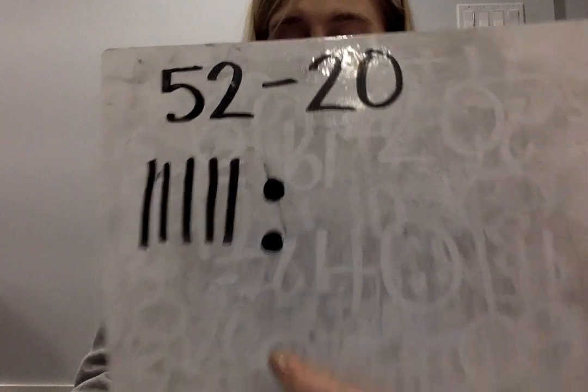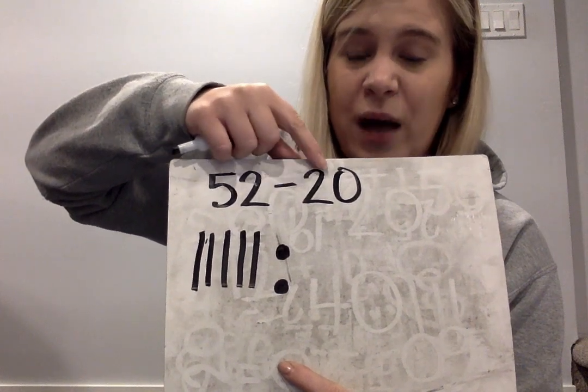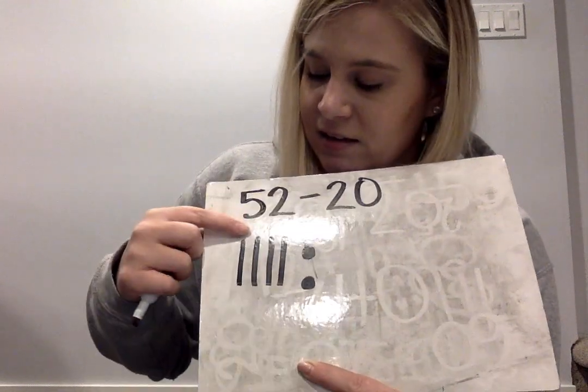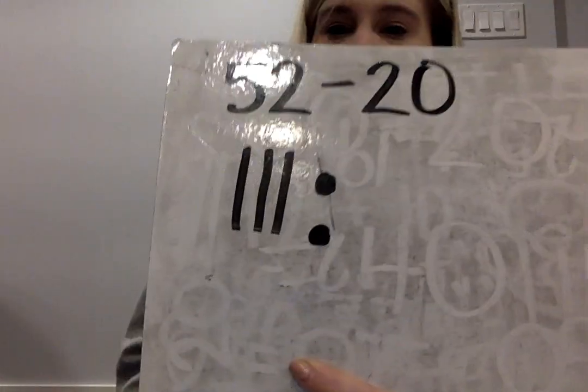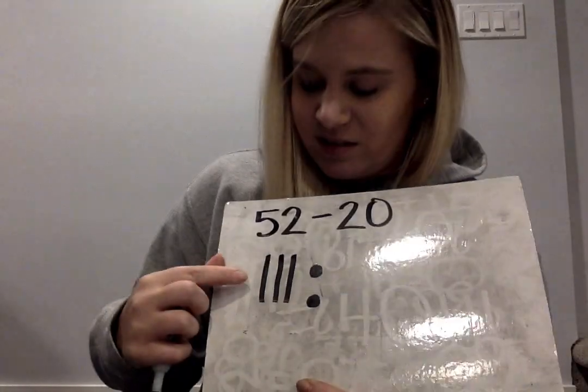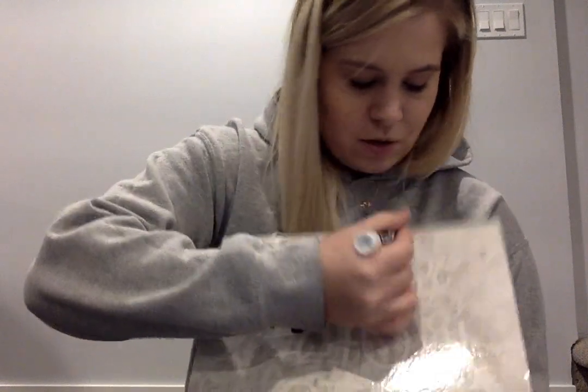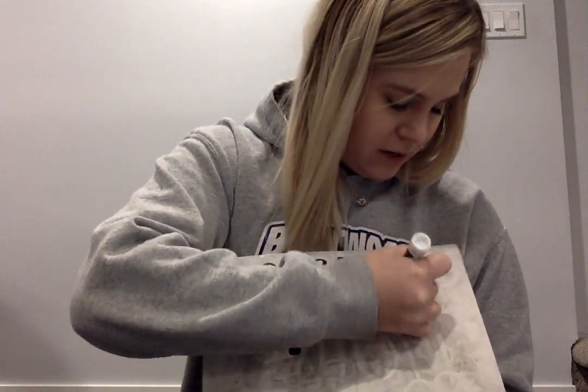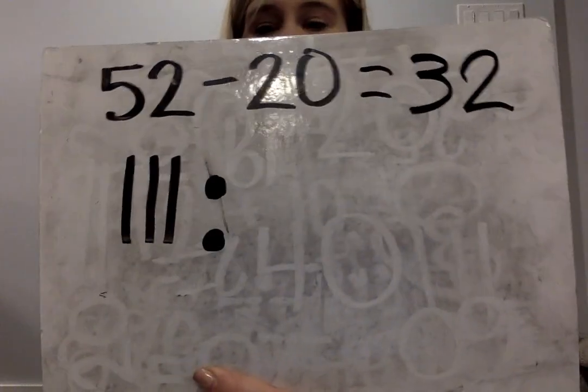52. Now, am I going to draw 20? No. Why not? Because I'm subtracting. I'm taking away 20. So I know 20 is made out of 2 tens. So I'm going to take away from my 52. 10, 20. I erased them. How many are left? 10, 20, 30, 31, 32. 52 minus 20 equals 32.